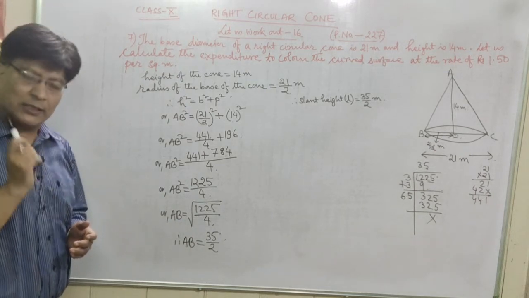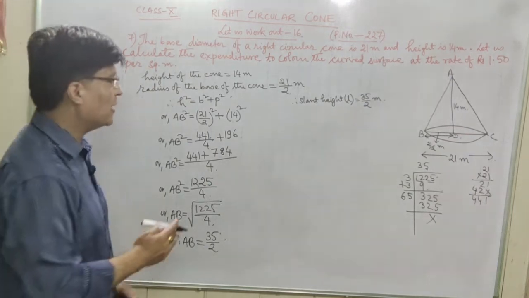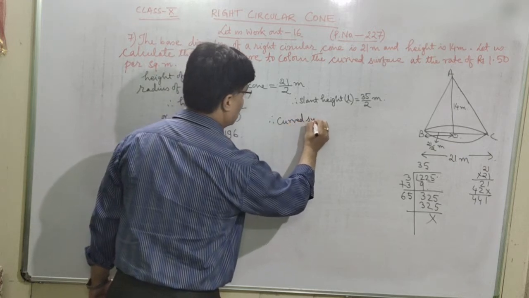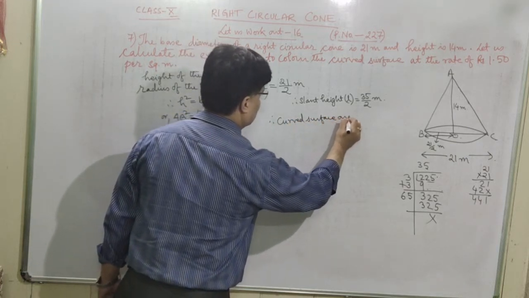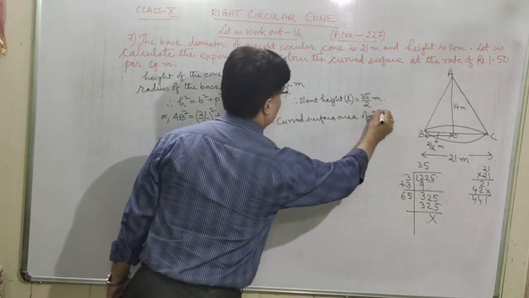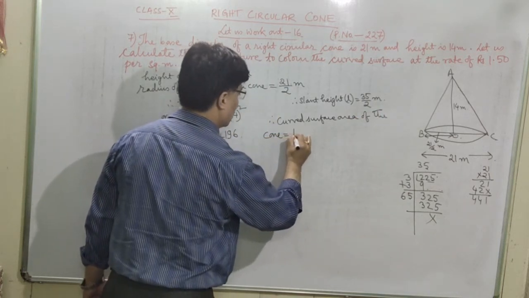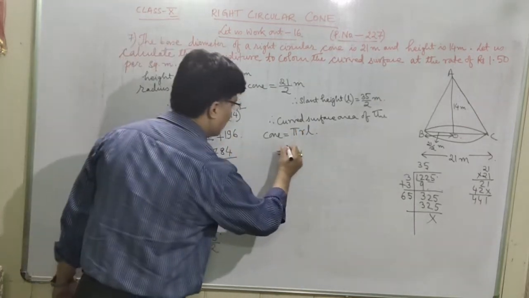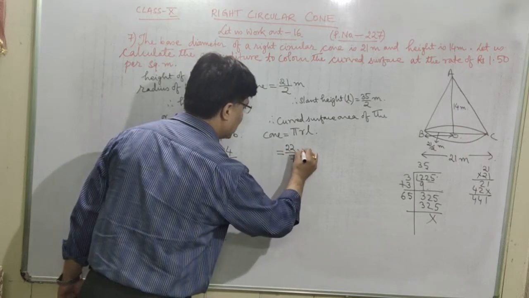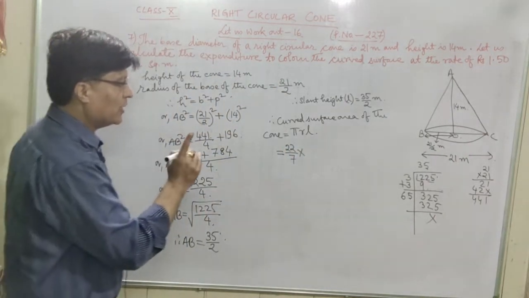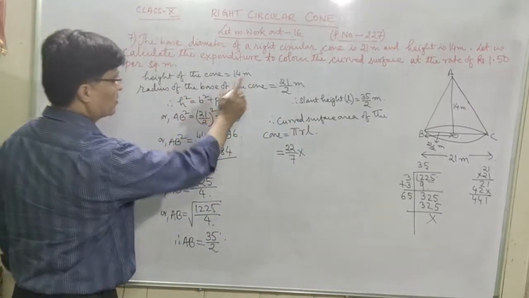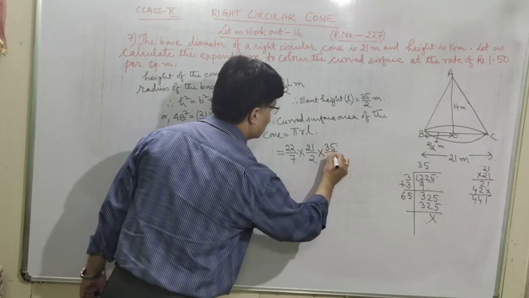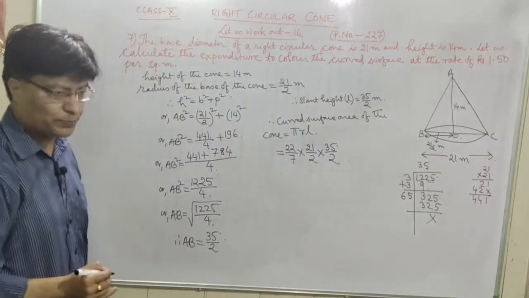So I think I have understood it. So let us find out the curved surface area of the cone. Therefore, curved surface area of the cone is equal to pi RL is equal to, what is the value for pi? You know that this is 22 by 7 into, what is the radius of the base of the cone? It is 21 by 2 into, what is the slant height? Slant height is 35 by 2.